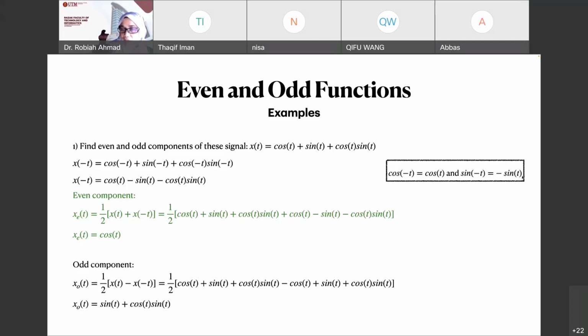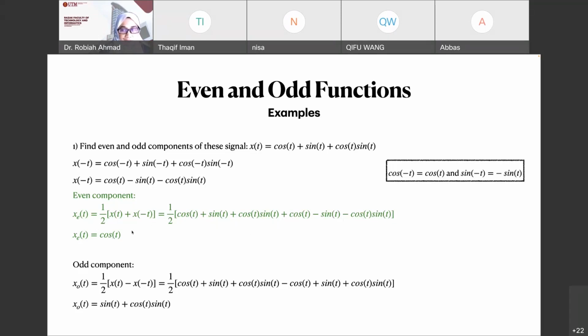Okay, so remember last week's punya class. So we bear in mind this equation. So let us look at both the even and odd components. The first one, let us look at the even component. So half the signal, cos t sin t, cos t here. This is the signal, and plus the reversal of the signal. So reversal cos t minus sin t, and then minus cos t sin t.